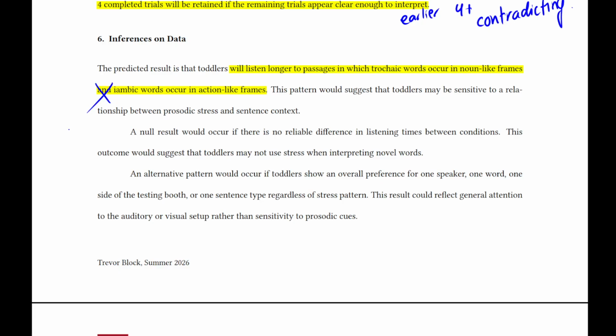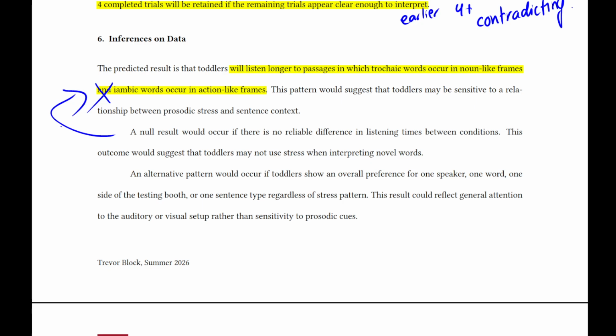Okay. A null result would occur if there's no reliable distance in listening times between conditions. You're basically just repeating the same thing here based on the writing. So you're basically saying the same thing. If they're both the same, that's great. If they're both the same, then that's not great.